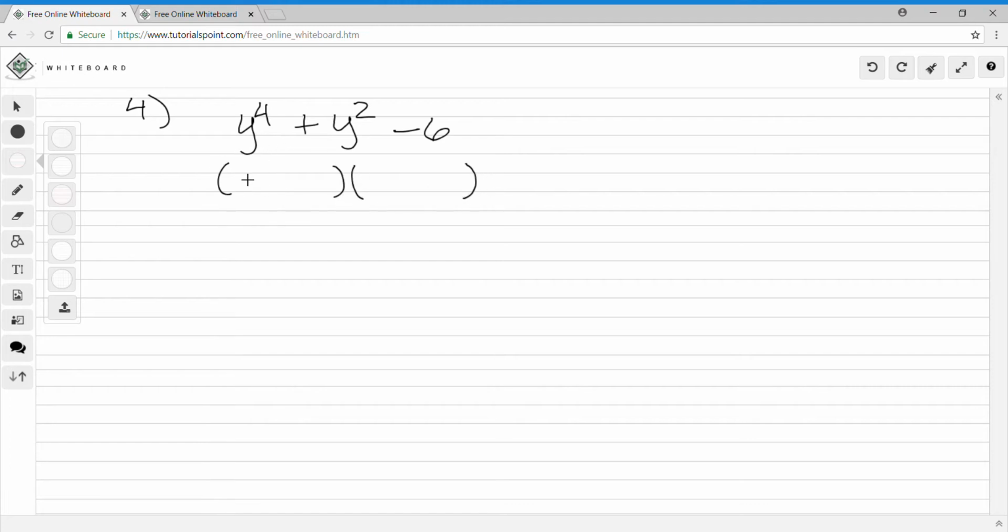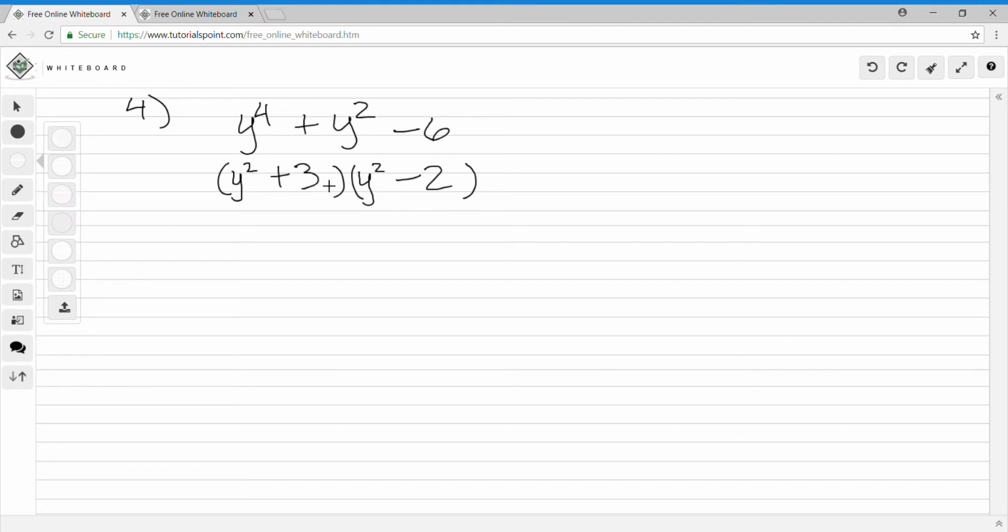So I'm going to see this y fourth, we need 2 terms to multiply to get y fourth, so I'm going to multiply this by y squared, because when you multiply y squared times y squared, you get y fourth, because that's what we want. Okay, now let's look at this negative 6 and then this positive y squared. So you got to think about two numbers that, when multiplied, give you negative 6, and when added, give you y squared. So I will use plus 3 and minus 2.